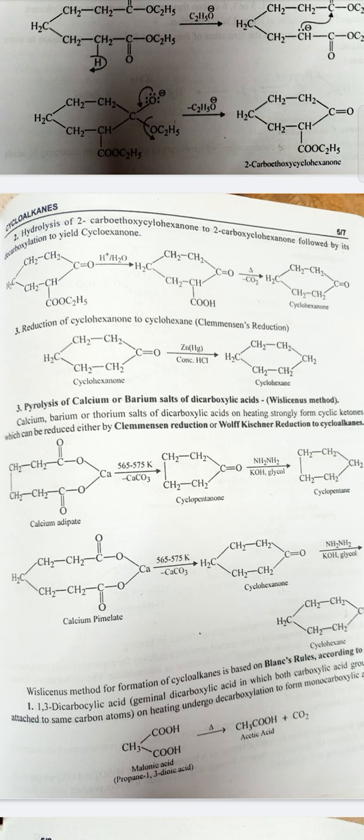Third point. Pyrolysis of calcium and barium salts of dicarboxylic acid, Wislicenus method. Calcium, barium or thorium salts of dicarboxylic acid on heating strongly form cyclic ketones, which can be reduced either by Clemmensen reduction or Wolff-Kishner reduction to cycloalkanes.